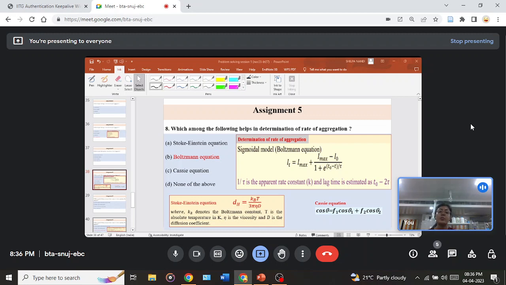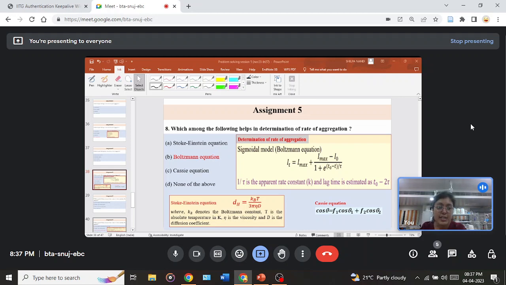So the Stokes-Einstein equation basically does not help in determination of rate of aggregation, rather it helps in the characterization of protein aggregation. So don't get confused between these two. Stokes-Einstein is the basis for DLS, that is dynamic light scattering, which helps to determine the hydrodynamic diameter. It does not help in determination of rate of aggregation, rather it helps in characterization of protein aggregation. So it actually gives us the particle size, right?